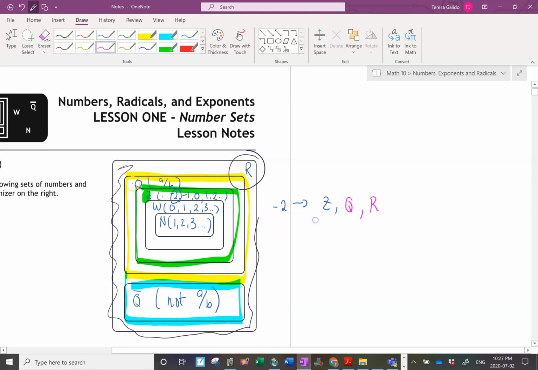Okay, so since your bigger circle Q here, Z is inside that bigger circle, then we can say that all the elements inside Z are also a subset of Q. What I mean by that is Z is an inner part of the bigger rectangle Q, which means all of Z becomes part of Q. So we can say that -2 is an integer, a rational number, and a real number.